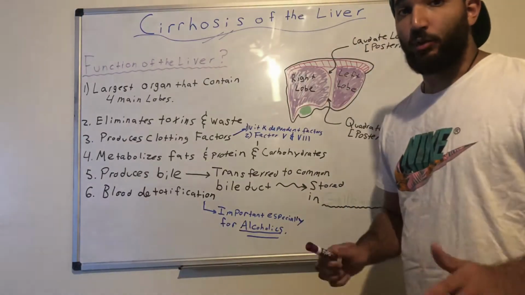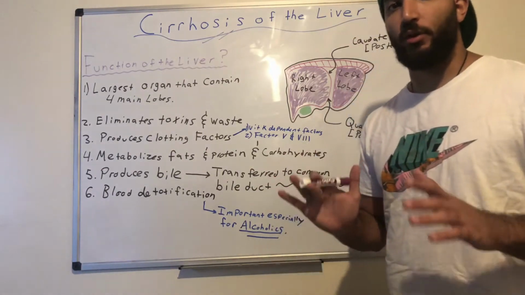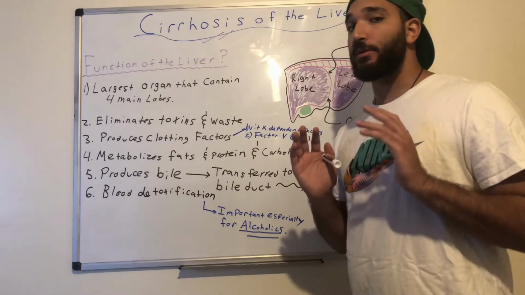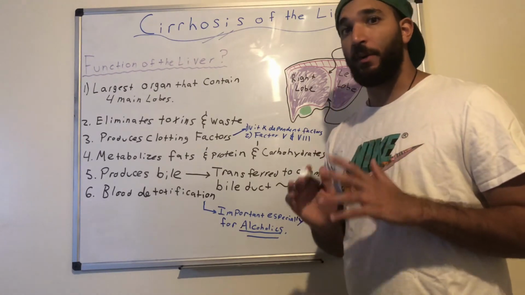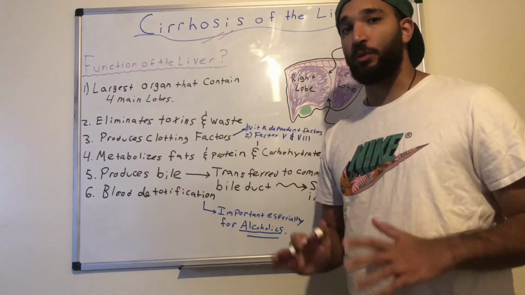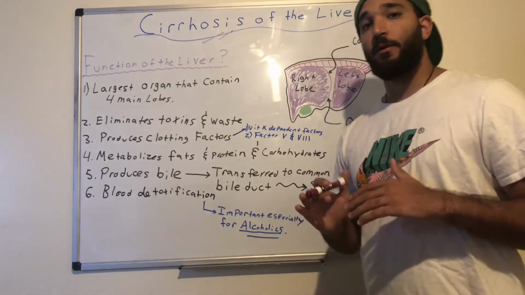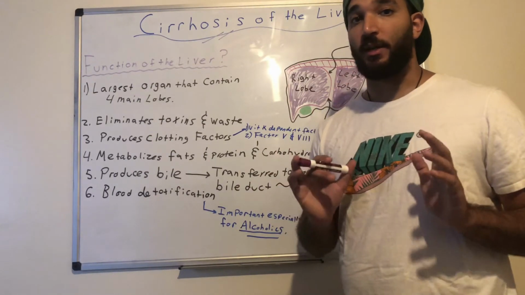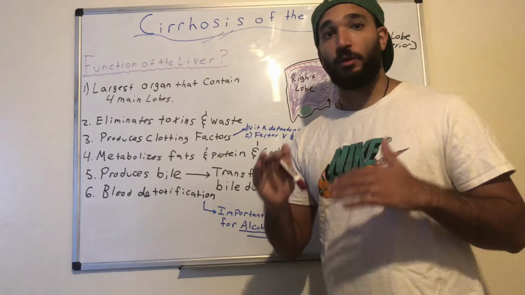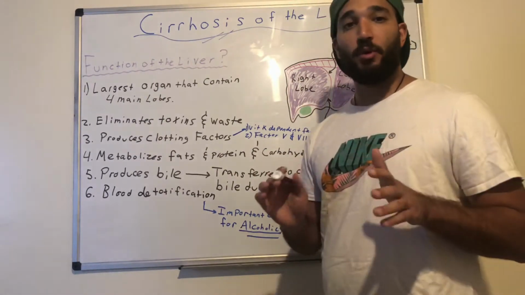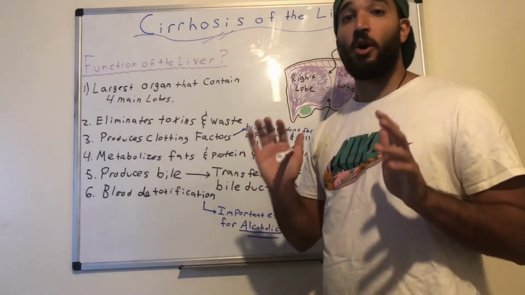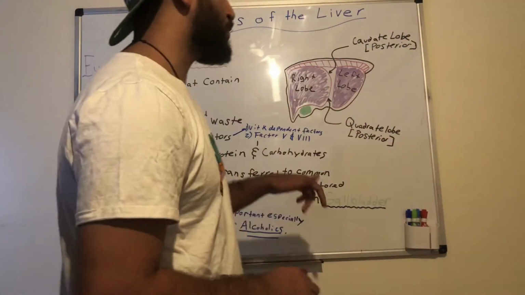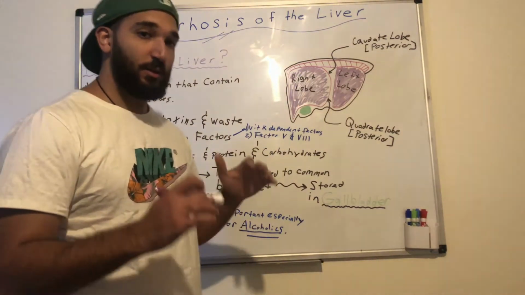Before we dive into cirrhosis, I think it's very important to understand what the function of the liver is. So the liver has so many functions. It is that one organ in the body that has many roles, and it's extremely important for it to be working at a 100% level. So I'm going to go ahead and break down the functions of the liver. It's important to note that the liver is one of the largest organs in the body that contains 4 main lobes. And over here is where I drew an illustration explaining the different types of lobes.